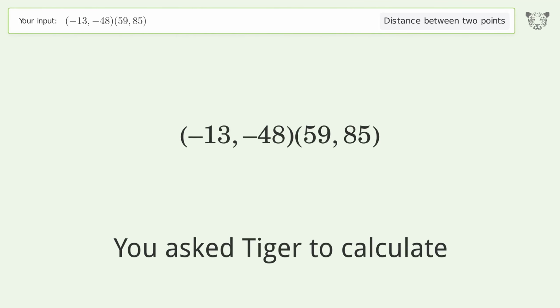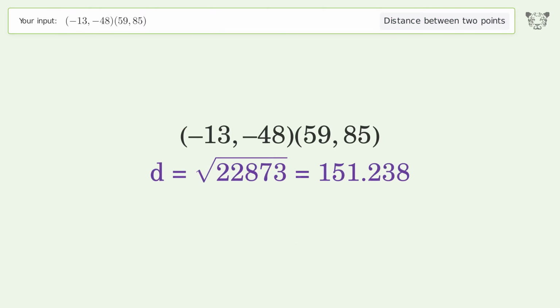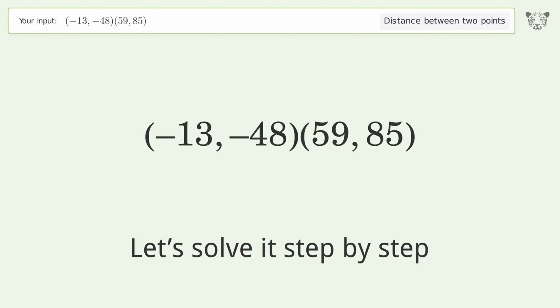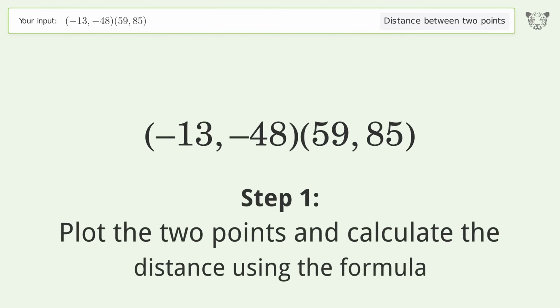You ask Tiger to calculate the distance between 2 points. The distance between the 2 points is the square root of 22,873, or 151.238. Let's solve it step by step. Plot the 2 points and calculate the distance using the formula.